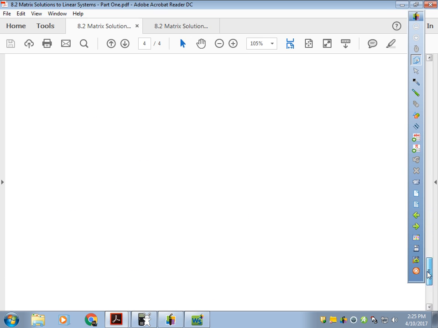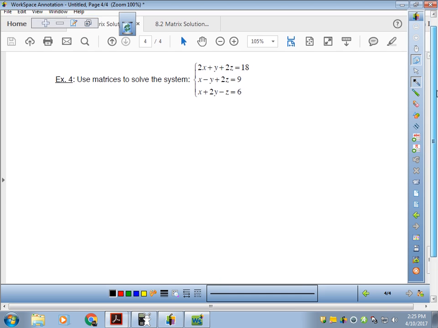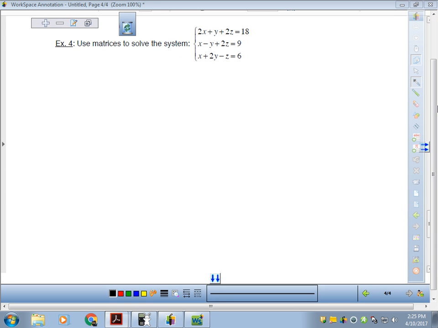Let's look at another one. So we have 2x plus y plus 2z equals 18. X minus y plus 2z equals 9. X plus 2y minus z equals 6. So if we write this as a matrix, it would be 2, 1, 2, 18. 1, negative 1, 2, and 9. 1, 2, negative 1, and 6.